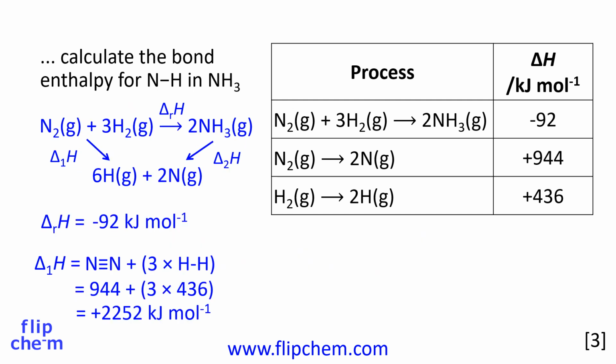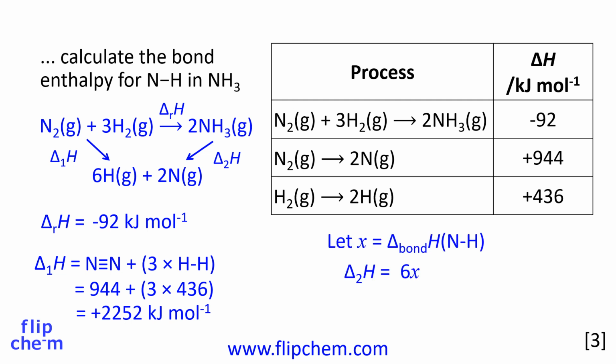We can take delta RH directly from the table, minus 92 kilojoules per mole. Delta 1H is equal to the NN bond enthalpy, plus 3 times the HH bond enthalpy. This is equal to plus 2,252 kilojoules per mole.